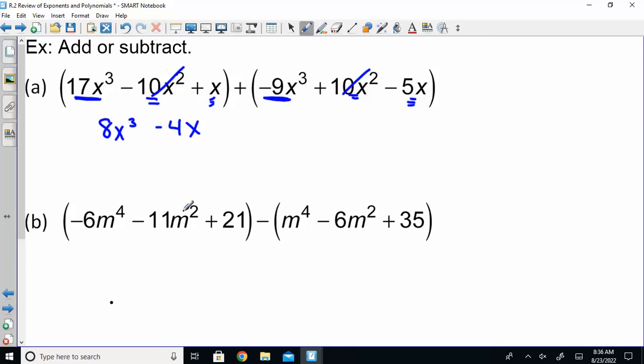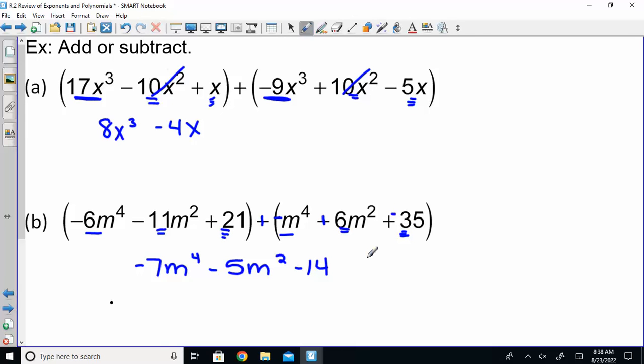How is the second one different? Since it's subtracting, the easiest option is to distribute that negative through the second parenthesis and then add. Why don't you guys try that one? So the negative, you have to take it to every term. So it becomes a negative m to the fourth, a positive 6m squared, and negative 35. So negative 6m to the fourth and negative 1 would be negative 7m to the fourth. Negative 11 and positive 6 is negative 5m squared. 21 and negative 35 is negative 14.